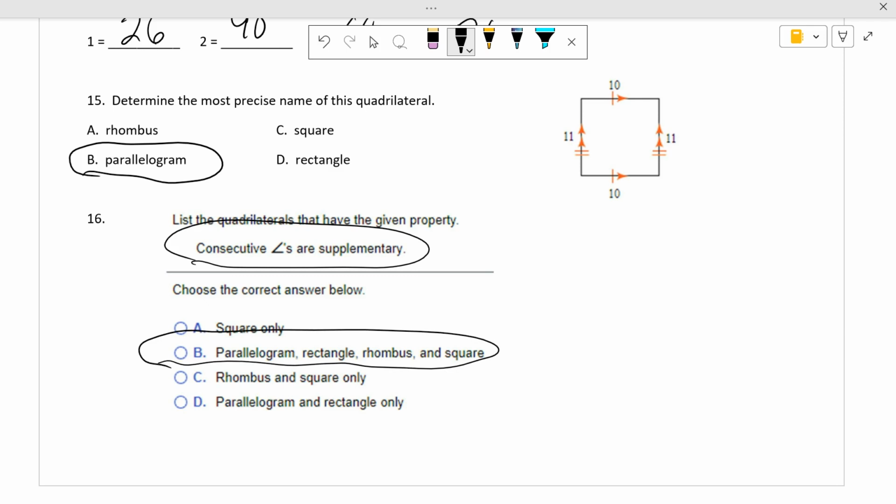Okay? So, what to look out for is if you see diagonals are perpendicular, then it's a rhombus. If you see diagonals bisect opposite angles, it's a rhombus. And if it's a rhombus, it's also a square. It's also a square for these. If you see diagonals are congruent, then it's a rectangle. If it's a rectangle, it's also a square.